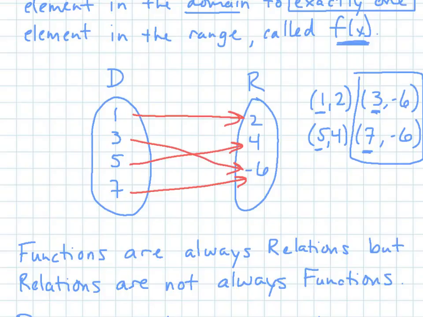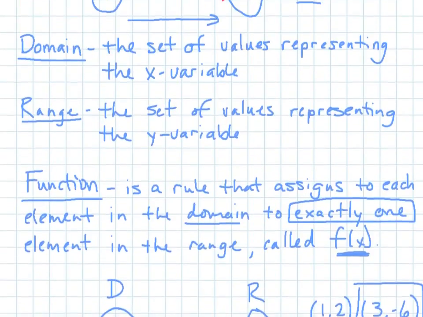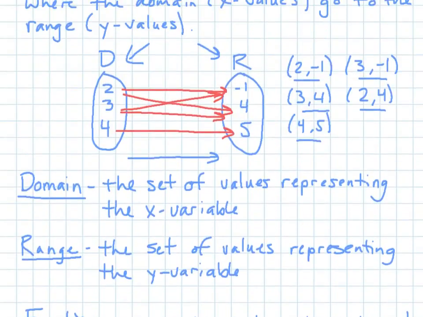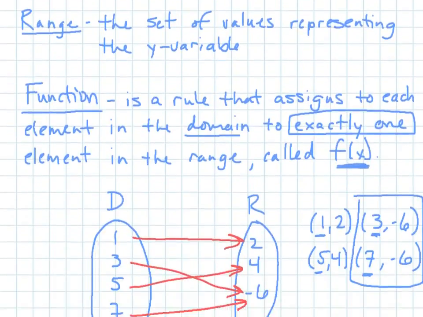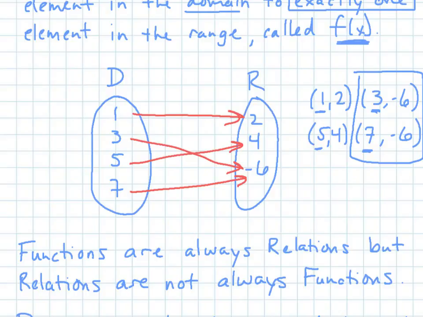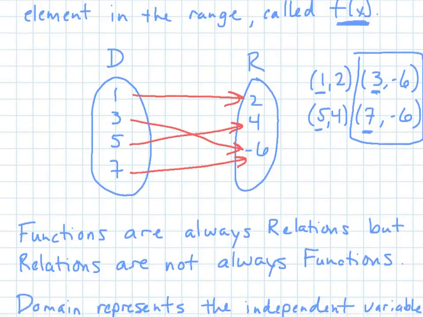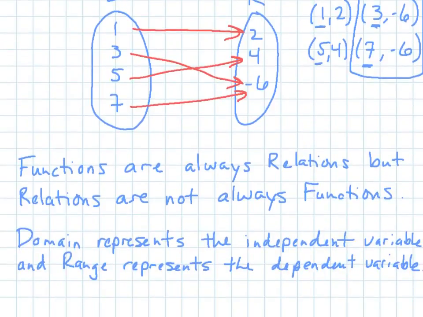It'd be different if you go back to the previous one, notice how 2 goes to -1 and to 4, okay? That makes it not a function. Or 3 goes to 4 and to -1, that also makes it not a function. So you can't have an x value doubling up on y values. Okay? So a couple things to remember. Functions are always relations, but relations are not always functions.